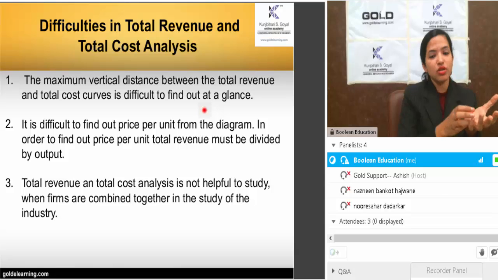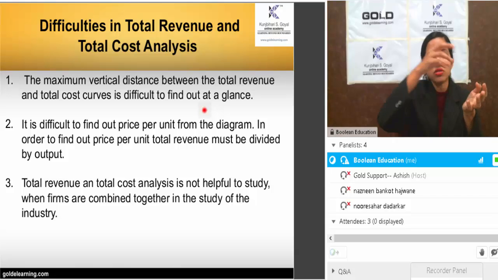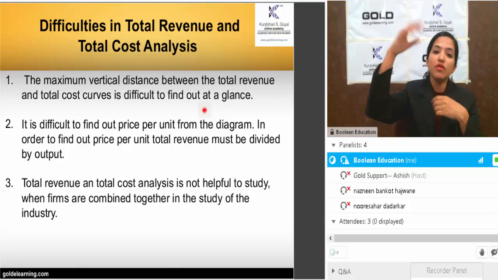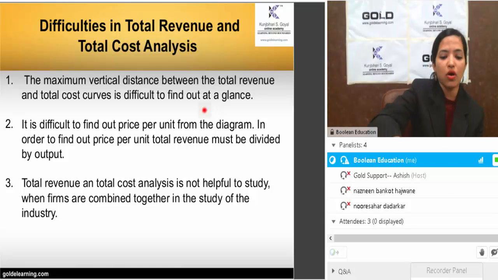Meaning, in one industry there are many firms. Hundreds of firms are producing soap, hundreds of firms are producing shirts. So if you consider the total cost and total revenue of this industry, the number will go into millions. So it will be very difficult to study the total revenue and total cost.